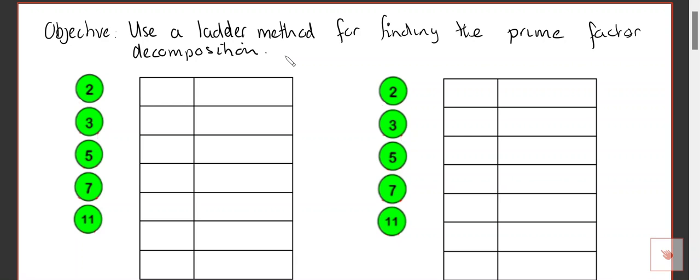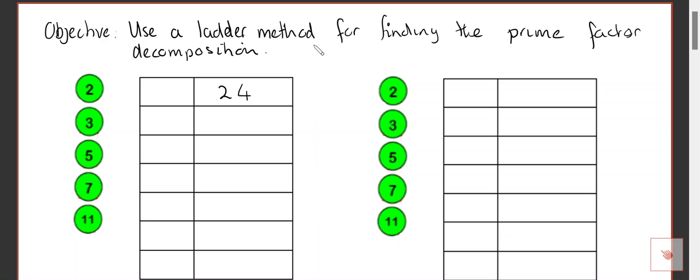Right, guys. So, using a ladder method, let's work out the prime factor decomposition of, should we say, 24. So I'm going to put 24 in the top. Can you do the same thing? Yeah. All right. Does anyone know how to do this? Austin, maybe. You want to start us off?